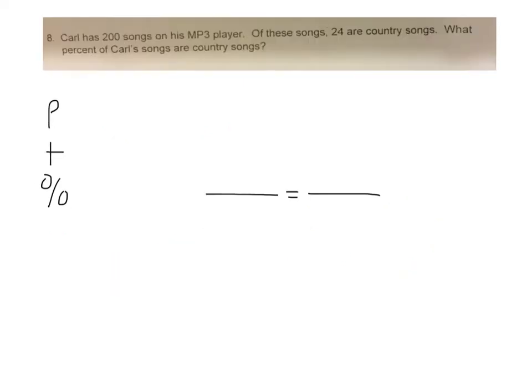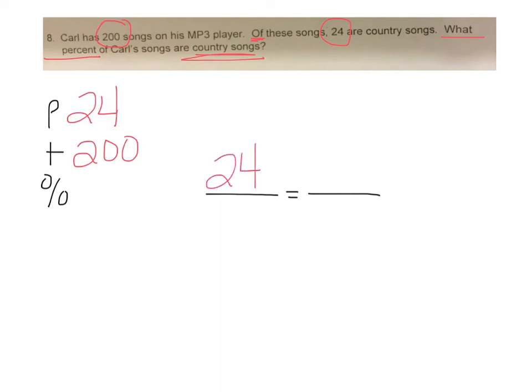Number 8, Carl has 200 songs on his MP3 player. Of these songs, 24 are country. So there's a part that are country, and there's a total number of songs. And I'm looking for what percent are country songs. I've got a part to total fraction. I don't know the percent, but I do know that this is 100.